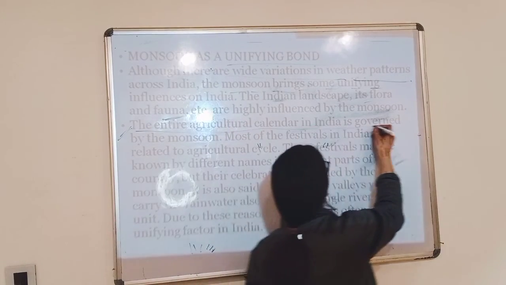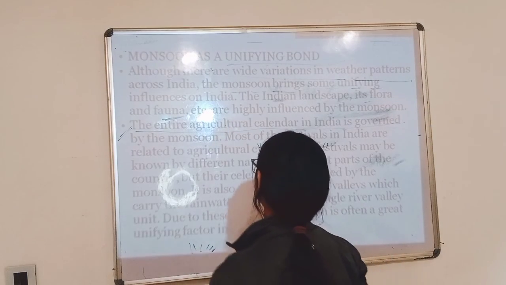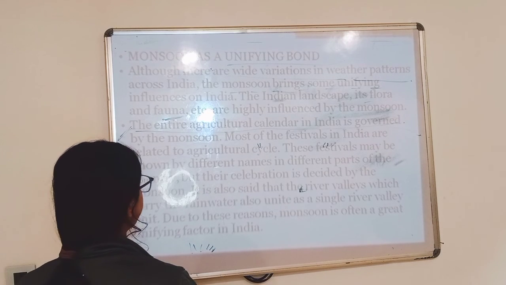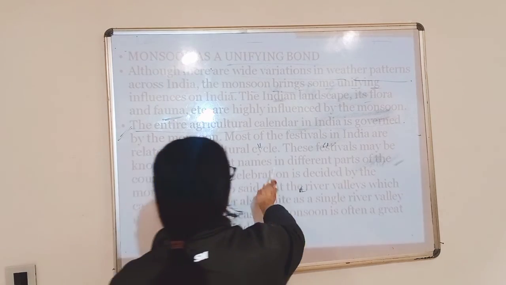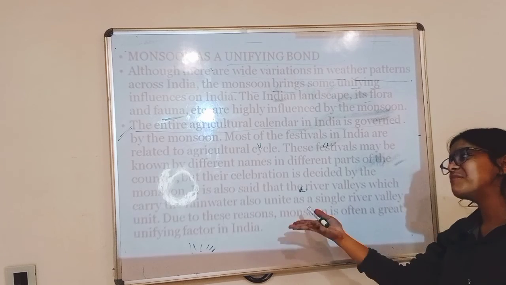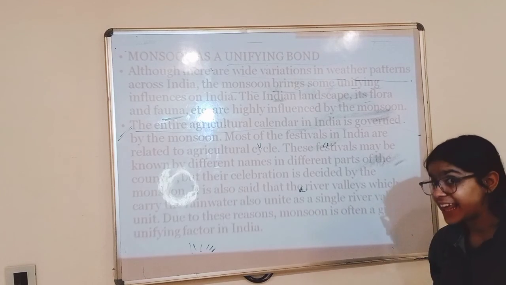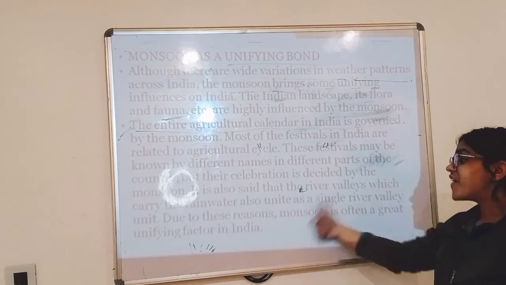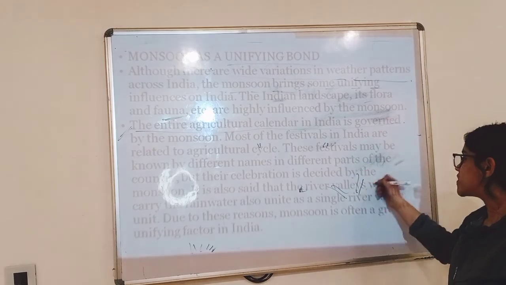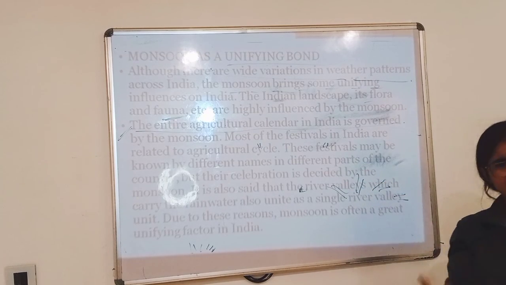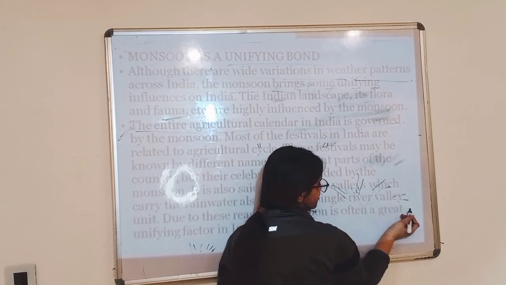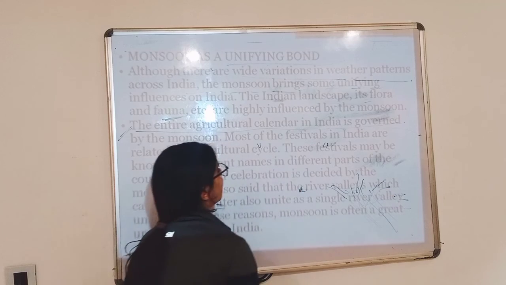The entire agricultural calendar in India is governed by monsoon. Most festivals are related to agricultural cycles, like Baisakhi. These festivals may be known by different names in different parts of the country, but their celebration is decided by monsoon. Okay, barish nahi hogi, the crops ripen nahi honge. It's also said that river valleys carry rainwater, alag alag rivers water leke jaate hain alag alag jagah se. But after all, ye ek mein to unite ho jaate hain. So, monsoon as a unifying bond.